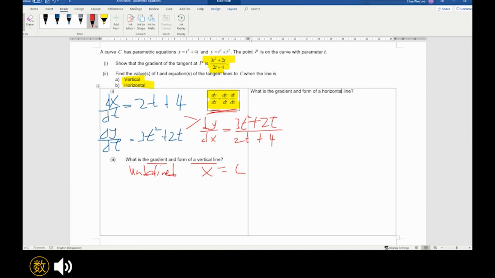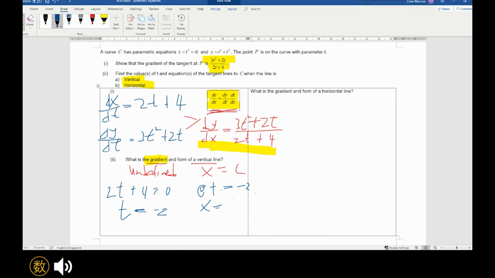So how do we evaluate when the gradient is undefined? Look at this expression here and let the denominator be equal to 0. So we will have 2t plus 4 equals 0, t equals negative 2. So this is the parameter, or the time, when the tangent line is a vertical line, or the gradient of the curve is undefined.